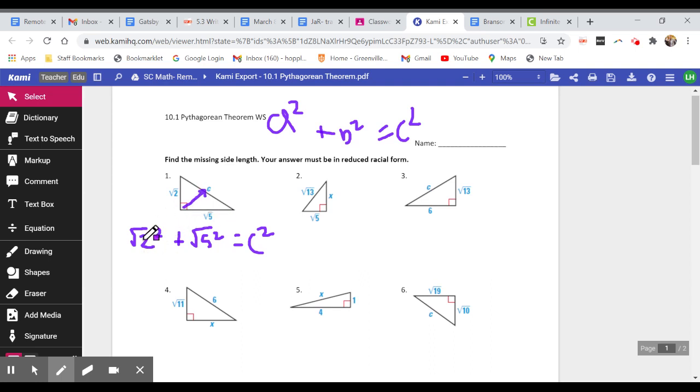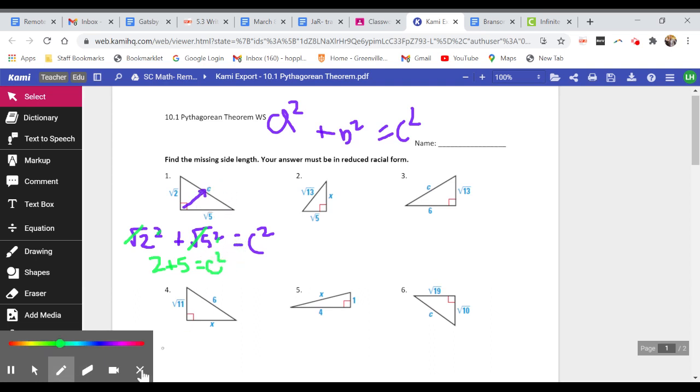So now I can solve here. Remember, when we have a root and we're squaring it, it cancels out. So a root and a square, it cancels. So I'm left with 2 plus 5 equals c squared. I can't stop there though, because I'm not looking for c squared. I'm actually just looking for c.